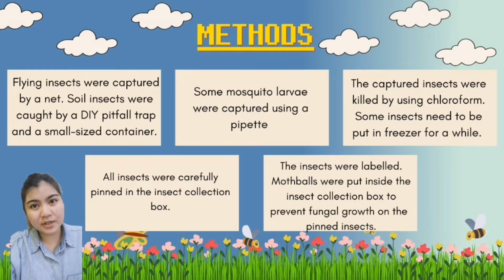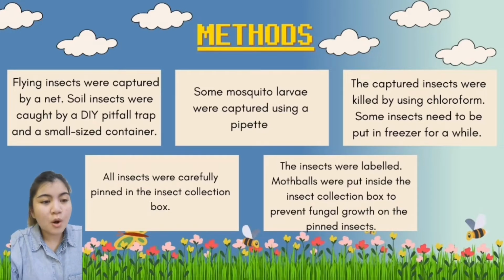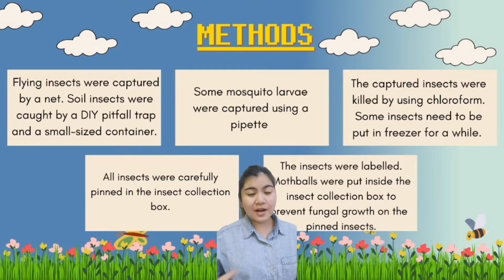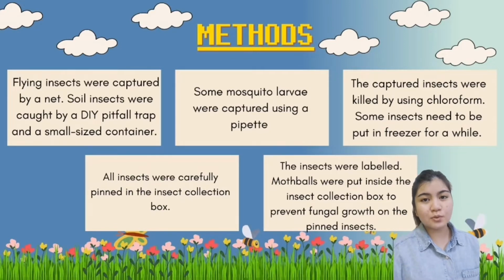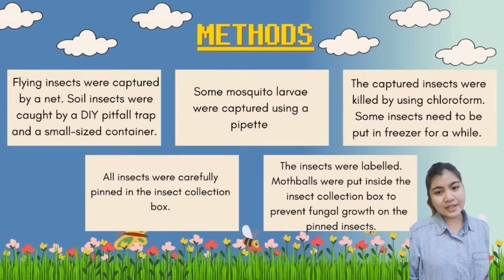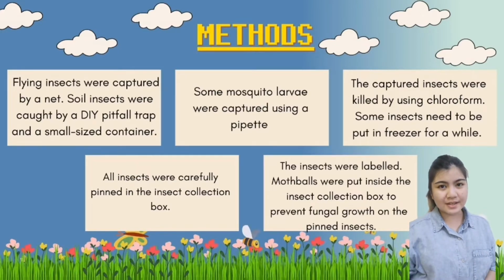Next, I will be presenting the method. Flying insects were captured by using a net. Soil insects or ground insects were caught by a DIY pitfall trap. Some mosquito larvae were captured by using a pipette. We killed the captured insects by using chloroform. All insects were carefully pinned in the insect collection box. All of the insects were labeled, and we also put some mothballs inside the display box so that this could prevent fungal growth on the pinned insects.